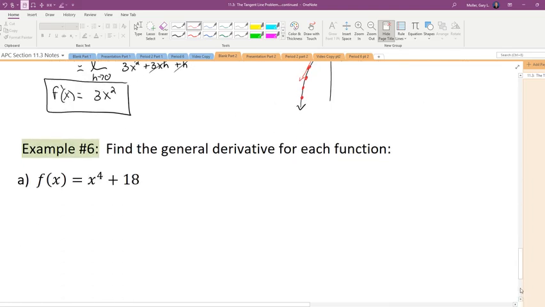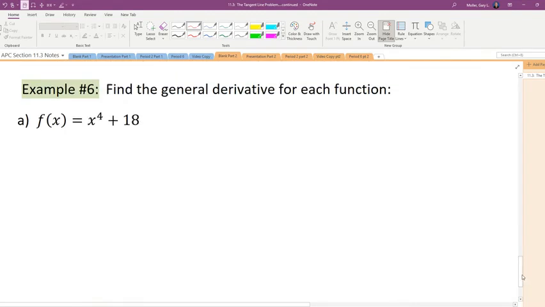All right, so we're going to do that a couple more times. Looks like twice. So here we go. Ooh, I don't like writing in red. The derivative of the function is equal to the limit, break the habit, as h goes to 0 of x plus h to the 4th plus 18 minus x to the 4th plus 18. So we can already see those 18s are going to cancel out. All of this, of course, over h.